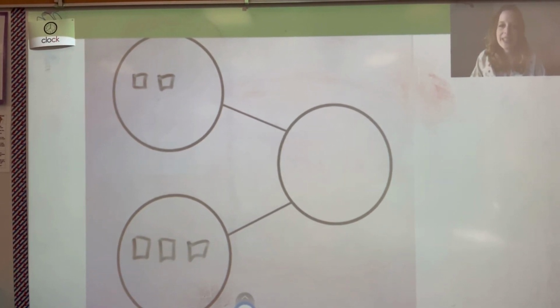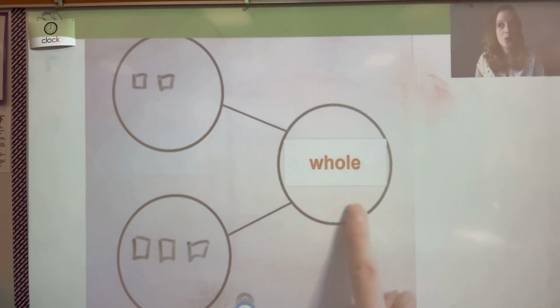How many books did Anand read? Show me on your fingers first. Show her on your fingers. Say it. You can say, yes, 5. Let's draw 5 in the whole.